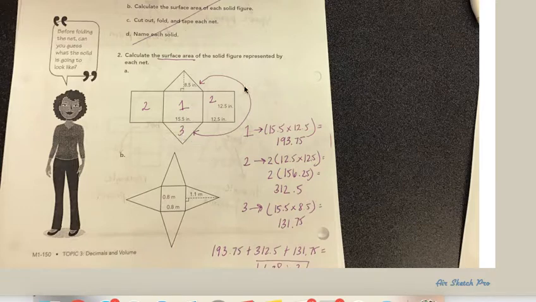Now these two can be put together. Yes, they are triangles. They can be put together, so it does make a parallelogram, and all you have to do is base times height one time. And then you add up all your answers.